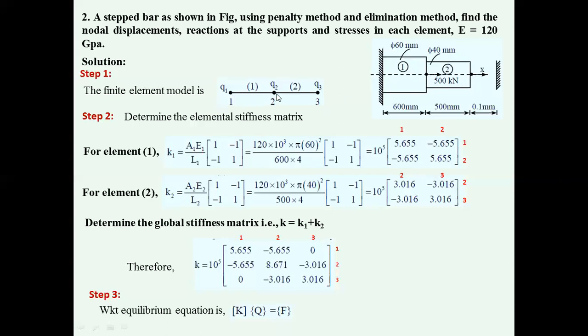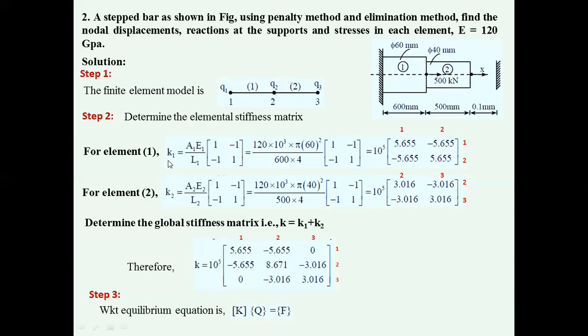Represent this. So it is element 1. From here it is element 2. So node 1, node 2, node 3. Let the displacement at node 1 be q1, the displacement at node 2 be q2, the displacement at node 3 be q3. Go to the second step. Determine the elemental stiffness matrix. We have two elements. So find out the stiffness matrix for element 1 and element 2.